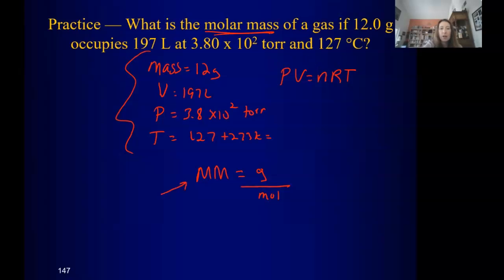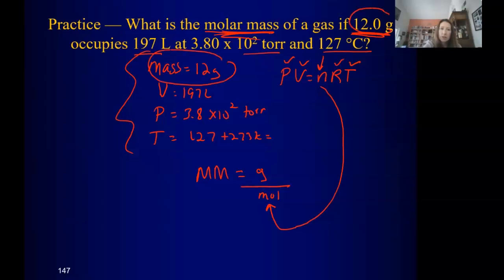What does molar mass mean? Molar mass is the number of grams per mole. So if we look at this, we want to know the molar mass if 12 grams occupies a volume, pressure, and temperature. And we always have R. What if we use this and solve for moles and put that there? And then what if this 12 grams is our mass? Well, that could work, right?